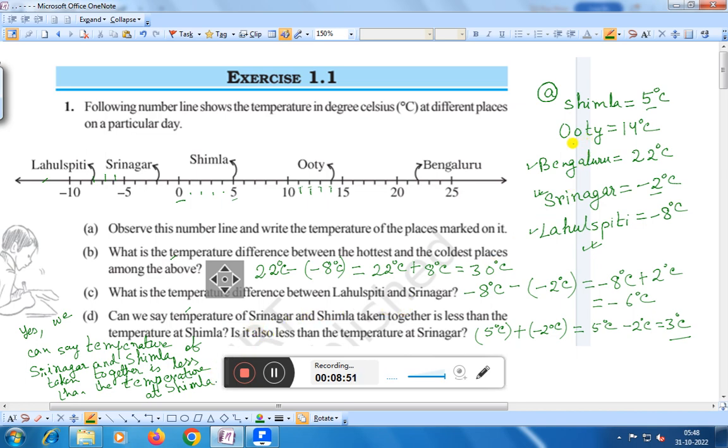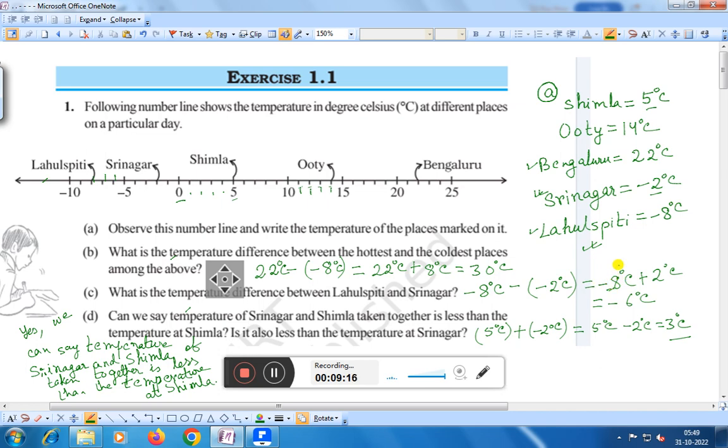You see the temperature of Srinagar is minus 2 degrees centigrade, and is it also less than the temperature of Srinagar? No, because the temperature of Srinagar and Simla together is 3 degrees centigrade and the temperature of Srinagar is minus 2 degrees centigrade, right? Therefore, is it also less than the temperature of Srinagar? No. Answer is no.